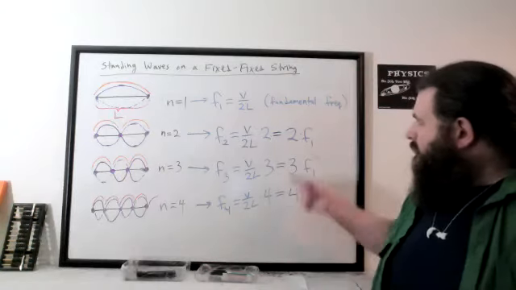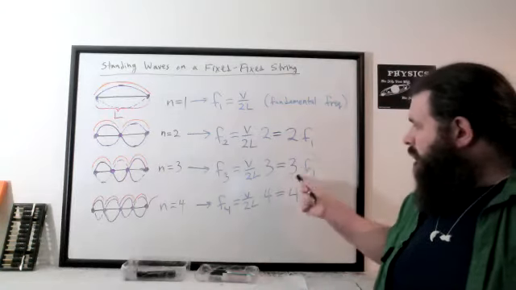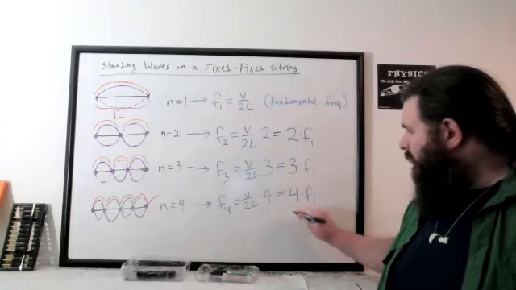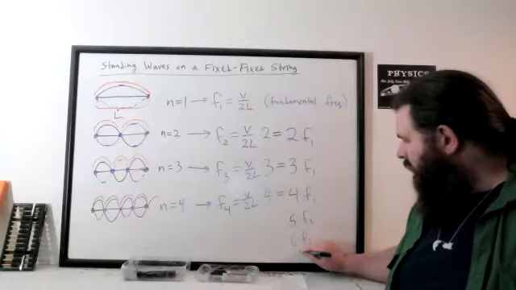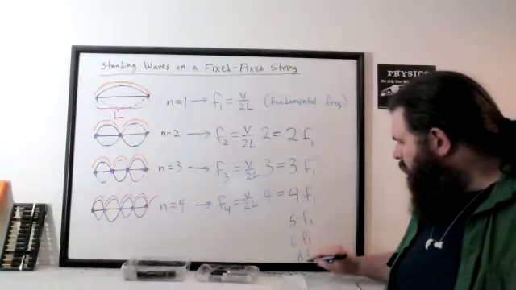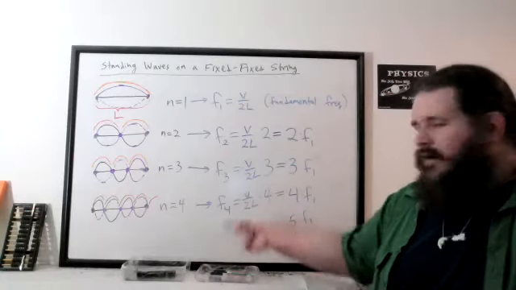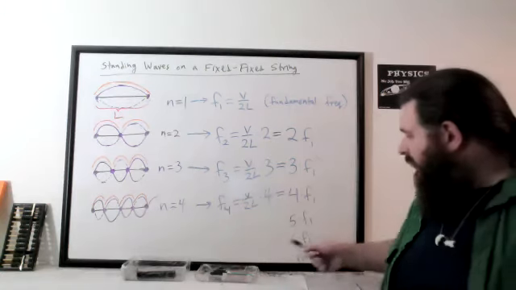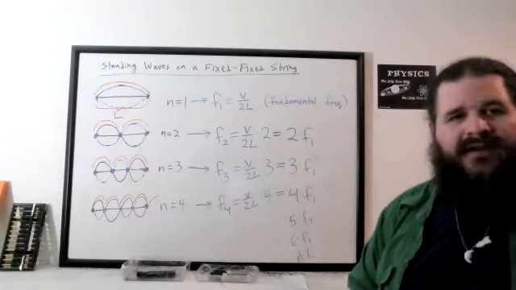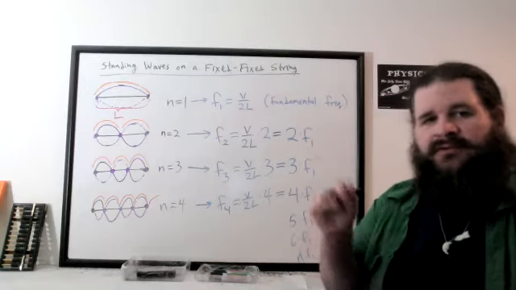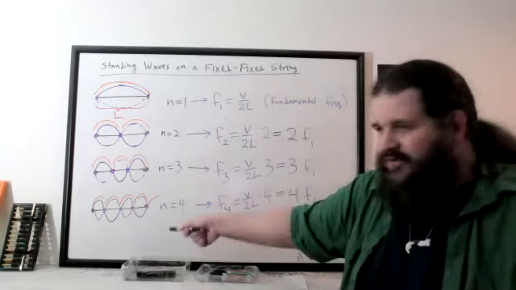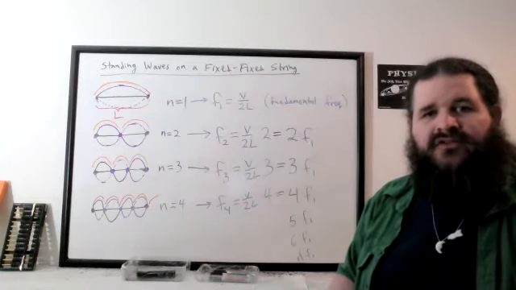And then we could keep going. We just get 2 times the fundamental frequency, 3 times the fundamental frequency, 4 times the fundamental frequency, 5 times the fundamental frequency, 6 times the fundamental frequency, and so on. In general, the nth harmonic is going to have a frequency that's exactly n times the fundamental frequency. So the notes that this string can produce, and remember, when you're just plucking the string, you're producing all of these notes at different levels of strength.